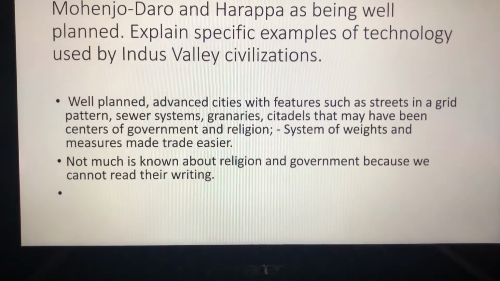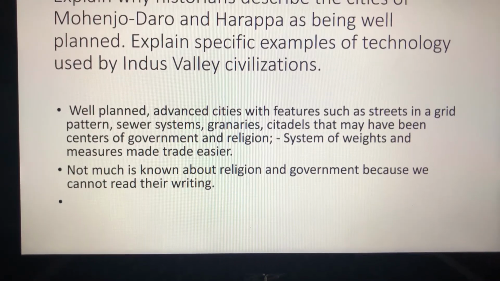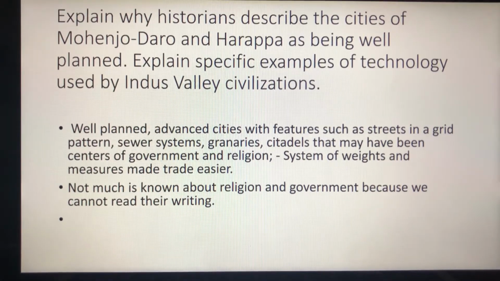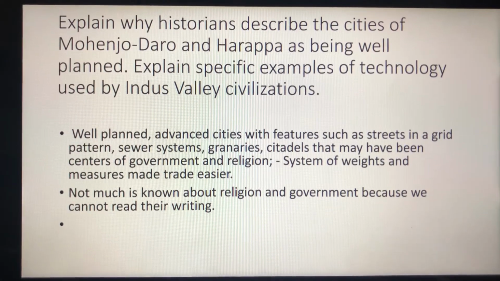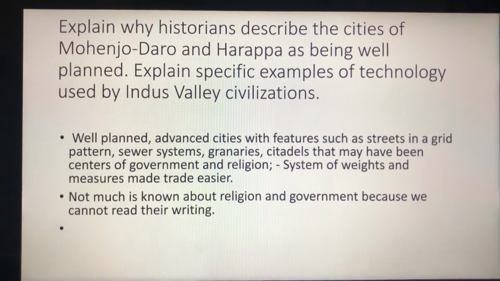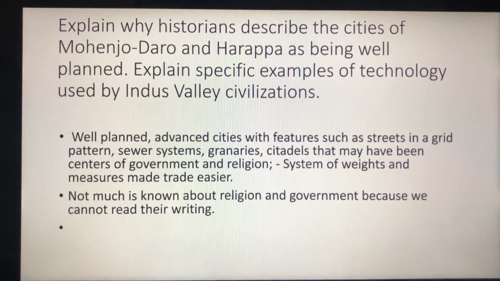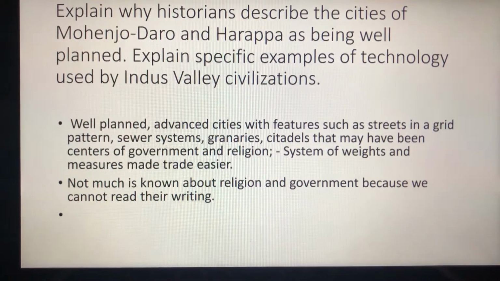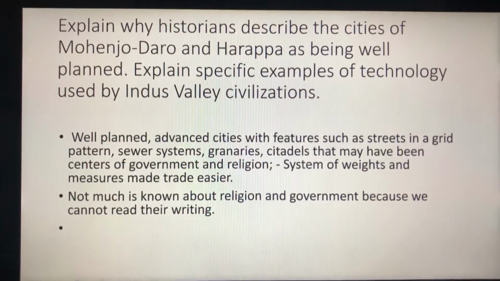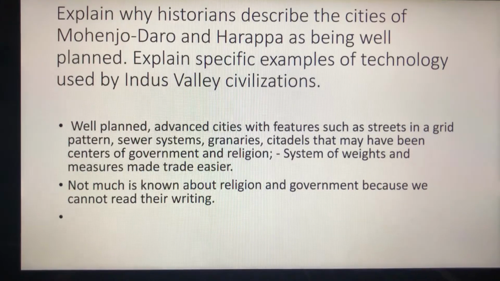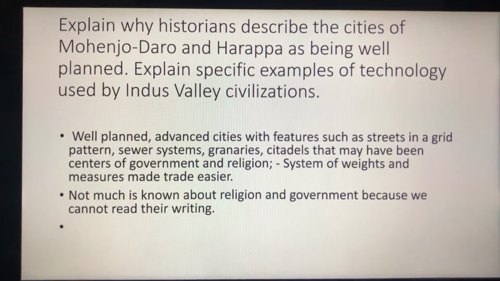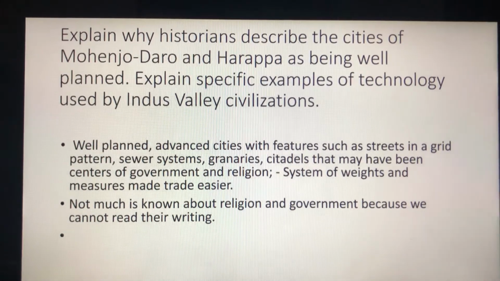All right, so cities like Mohenjo-Daro and Harappa are considered advanced because they have features like streets in a grid pattern, sewer systems, granaries, citadels that may have been centers of government and religion. They had a system of weights and measures that made trade easier. Keep in mind, we do not know much about religion and government because we can't read their writing.